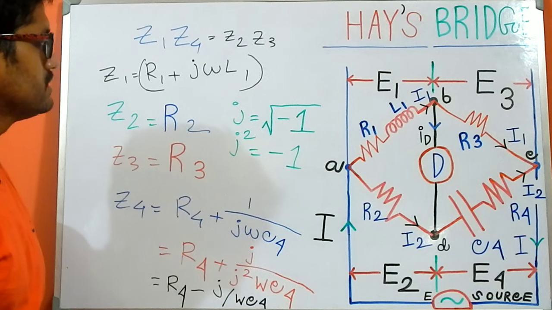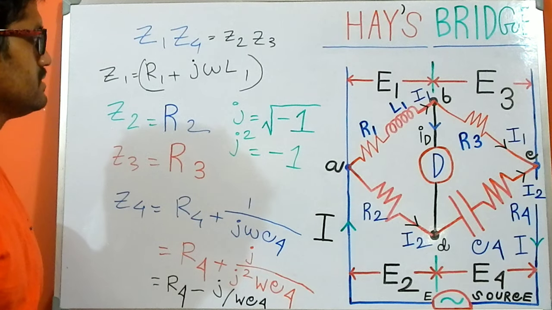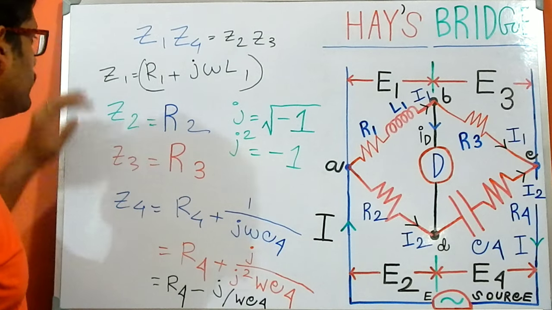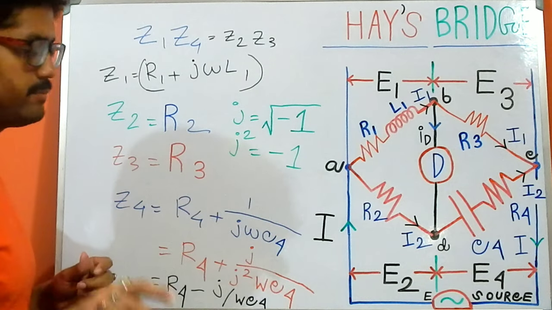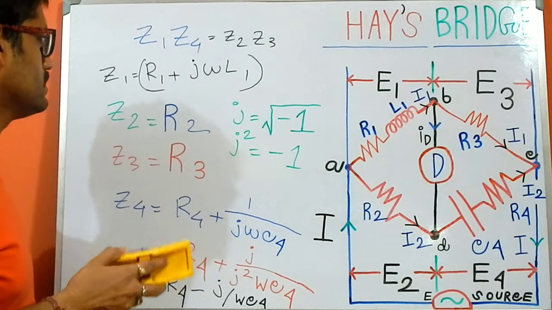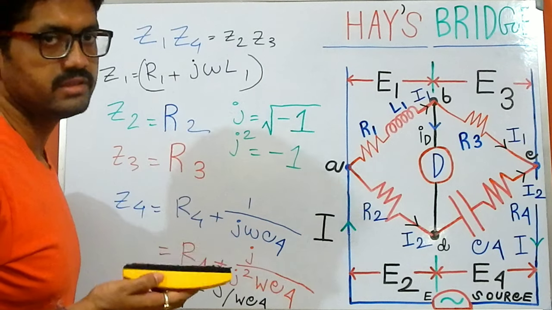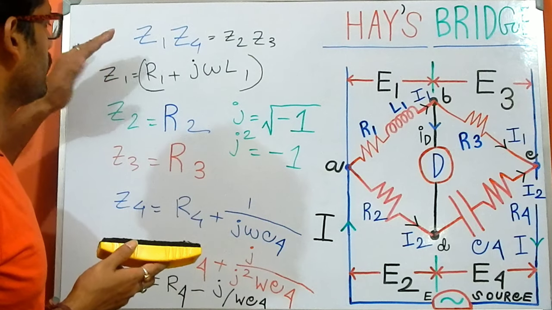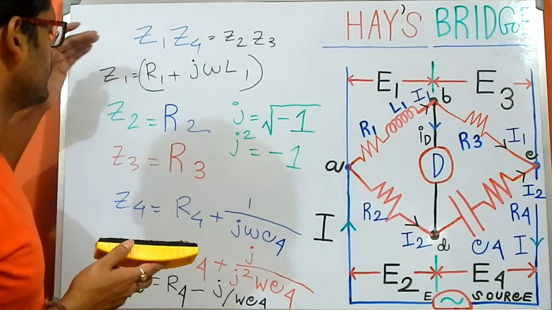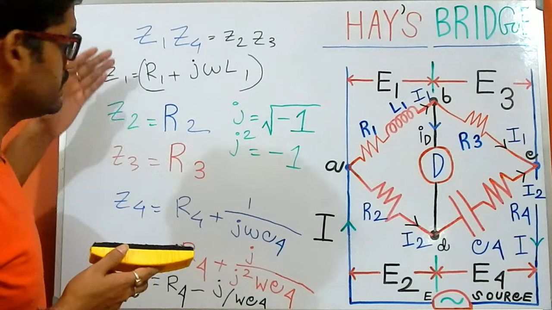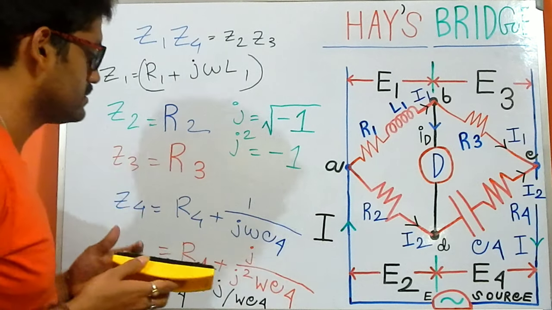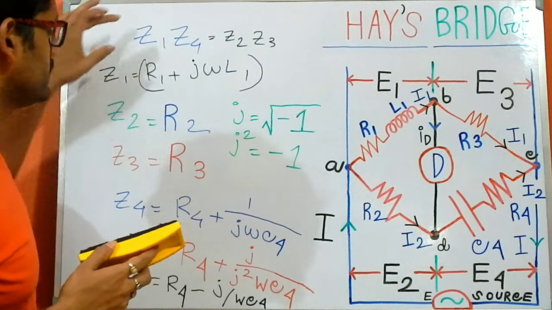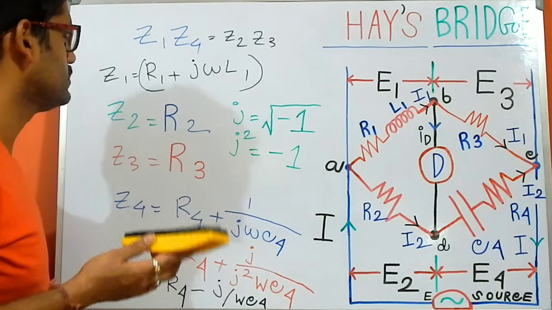The next one is very easy. Just put those values of Z1, Z2, Z3, Z4 in this equation, and after that I will get the expression. I will put the expressions one after another and then remove this expression, which will give us more space to solve this balanced equation. So let us do that.